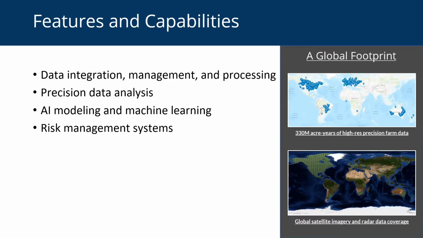We've established and maintained data integration pipelines with John Deere Operations Center, Climate Field View, and CNH. We currently process and manage about 330 million acre years of high-resolution precision farming data for our clients. And we also maintain a pretty global footprint of satellite imagery and radar data on our platform as well. We also maintain an extensive machine learning and AI infrastructure for analyzing the data in our platform. And finally, we have a specialization in risk management. So we develop and curate a host of insurance tools for our customers.